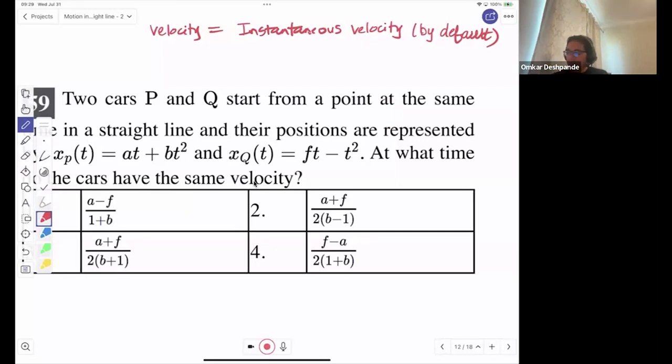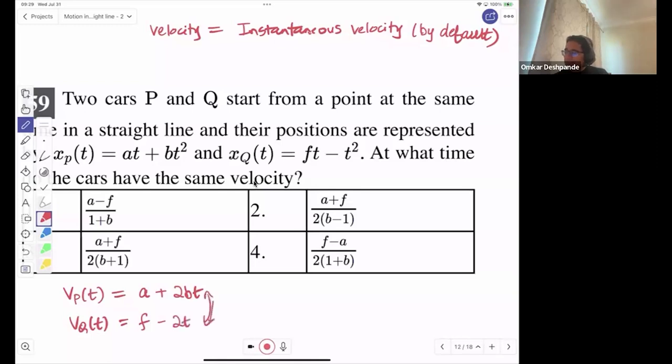Choice 4. Okay. So let's do this quickly. Find the velocity function of car P. That's just going to be the derivative of At plus Bt squared. The derivative of At is just A, because remember A is a constant, and the derivative of t is 1. The derivative of Bt squared is B times the derivative of t squared, which is 2t. So I'll just write this as 2Bt. The velocity function for car Q is going to be the derivative of Ft minus t squared. The derivative of Ft is just F. The derivative of t squared is 2t.